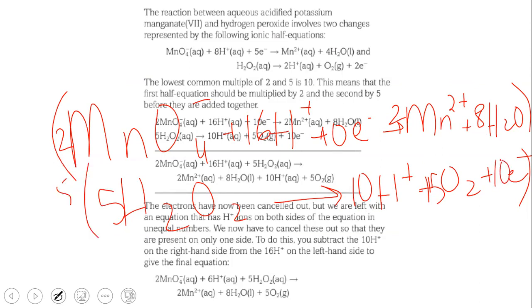We can cancel out the electrons because this is 10 electrons and this is 10 electrons. We can cancel those two out with each other. Can we also cancel something else out? Is there something else that is present? For example, in one equation it is present before the arrow. In the other equation, it is present after the arrow.